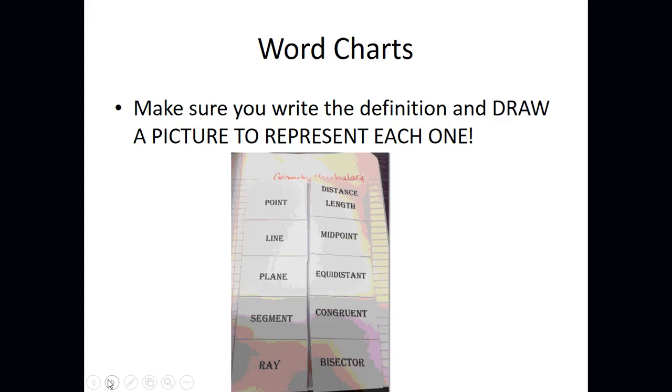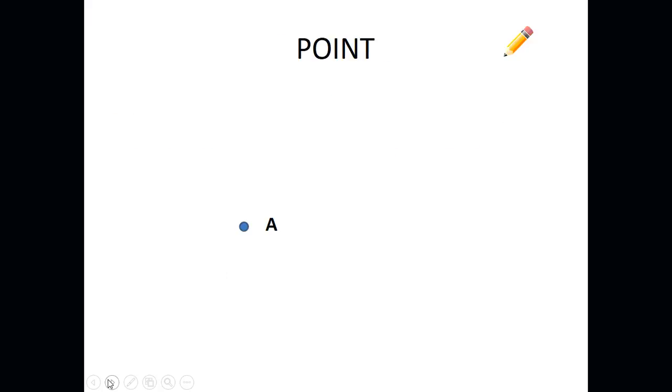So as you watch this video, make sure you write down the definition, and you need to draw a picture to represent each one. Your outside of your page is going to look something like this, but as you lift each of those flaps, you'll have two blank spaces. Probably one would be good for the definition, and the other one would be a great place to draw a picture and write the symbol, okay? So let's go ahead and get started.